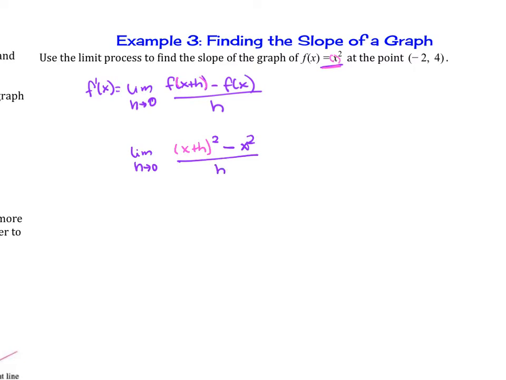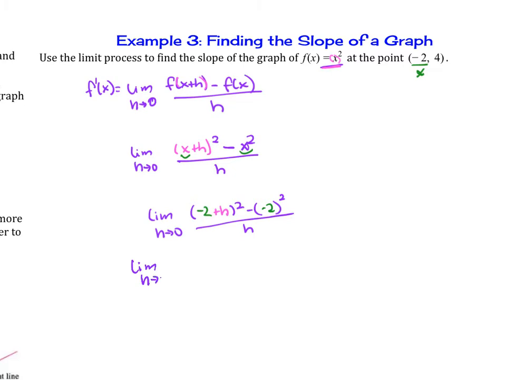Now, what's nice about this problem is that they give us a specific point, -2, 4. So this is our x value, and this is, of course, our y. Now, the thing with the x is we can plug it in directly into this equation. So let's do that now. The limit as h approaches 0 of -2 plus h squared minus -2 squared. Okay, so now I could replace the x value in there, and now we can evaluate this limit.